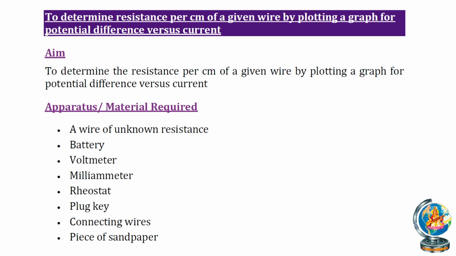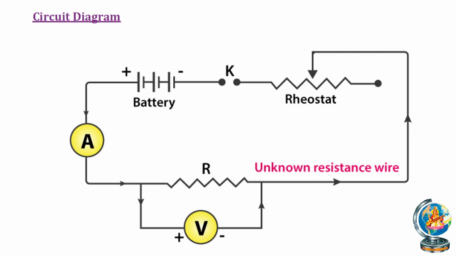Clear? Now moving to the circuit diagram. You can see the circuit diagram where we have an ammeter, a voltmeter, an unknown resistance, a battery, a key and a rheostat. Clear? See, ammeters are always connected in series, as in a series connection the current flowing is the same throughout. And the voltmeter is connected in parallel because we know that in a parallel connection the voltage remains constant.